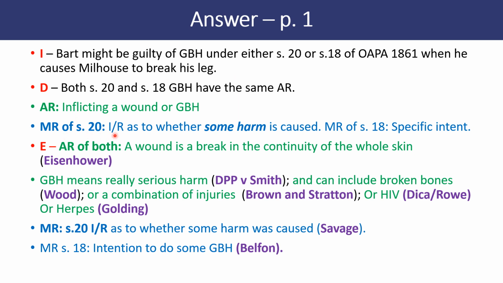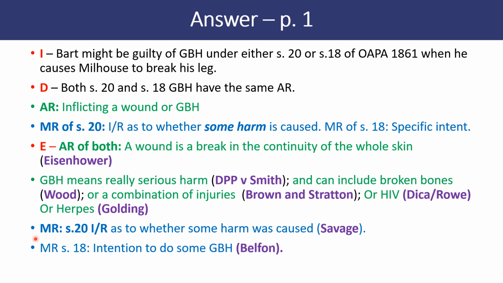So both Section 20 and Section 18 have the same actus reus. So we're looking for infliction of a wound or GBH. I'm defining the mens rea of Section 20 as intentional recklessness as to whether some harm is caused, and the mens rea of Section 18 is specific intent. And I will get on to explaining my definition with cases in the next step in the E.